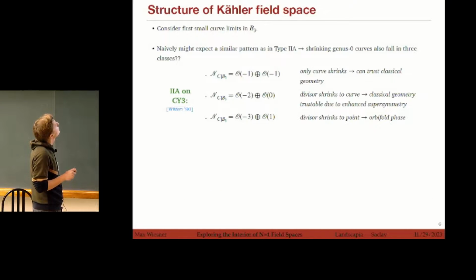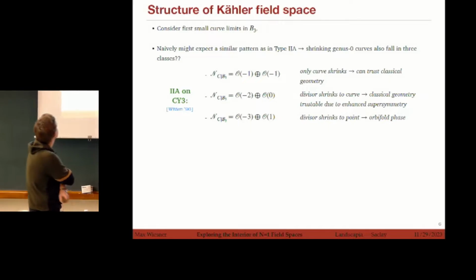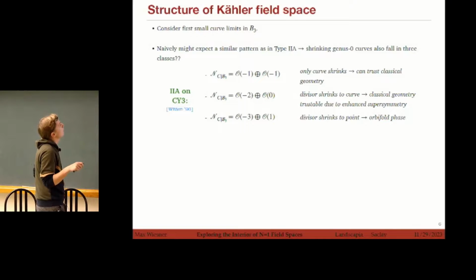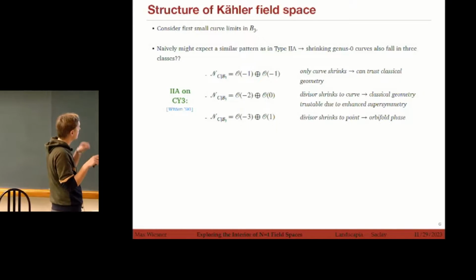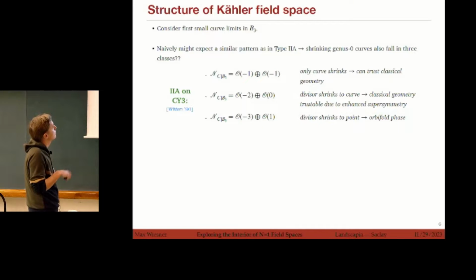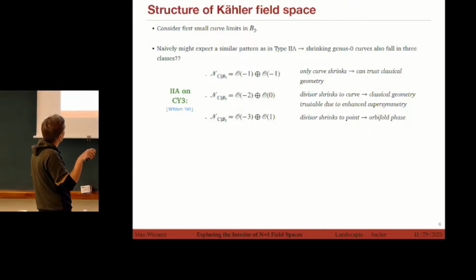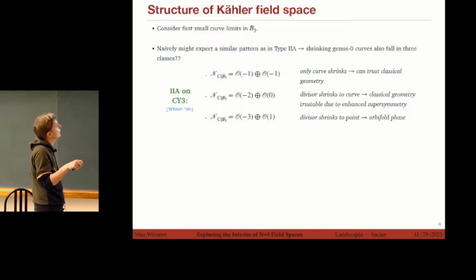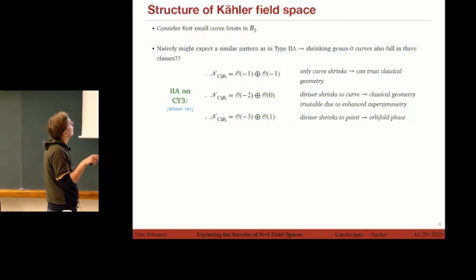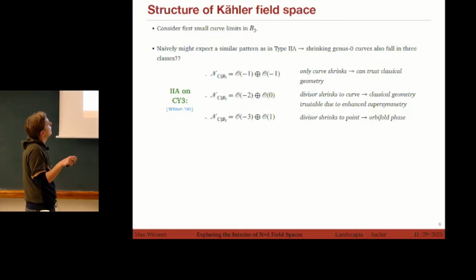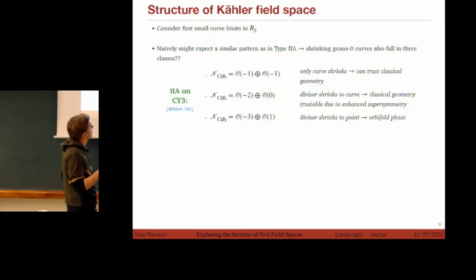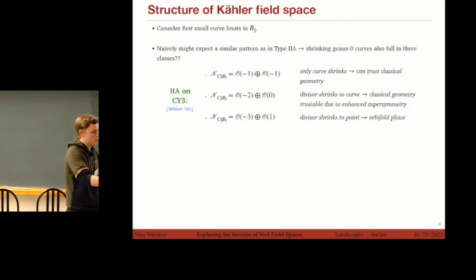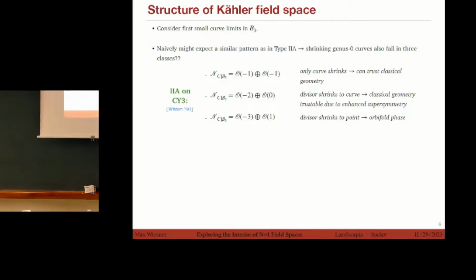Let's first try to get an intuition for what the structure of the Kähler field space could be in a genuine N=1 theory. So we consider first small volume limits in B3. Naively one might expect a similar pattern as in type 2A. We have shrinking genus 0 curves, which for type 2A fall into three classes: either these flop curves, where only a curve shrinks and we can trust the classical geometric picture; or gauge enhancement points, where a divisor shrinks to a curve but we have locally enhanced supersymmetry such that we can still trust the classical geometry; or a divisor shrinks to a point, where we then enter an orbifold phase, and we know that our Calabi-Yau phase needs to end eventually.